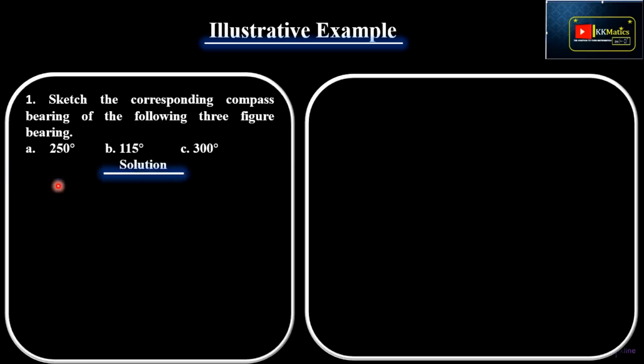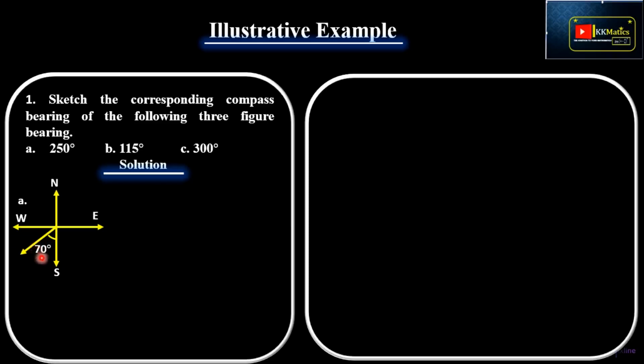Solution. Considering A, 250 degrees, we know that 250 degrees is greater than 180 degrees and less than 270 degrees. Since that is the case, it lies in the third quadrant, which means it would be between south and west, which gives us south 70 degrees west.